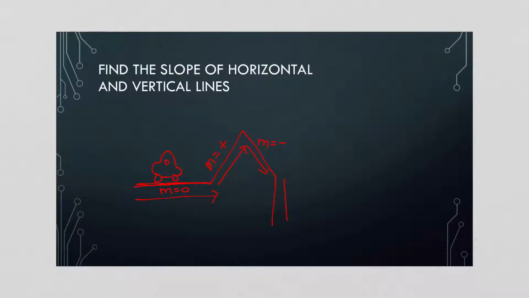The little car falls off this vertical line, which also could be seen as a cliff, and now the little car is undefined. All vertical lines have the same slope, and that slope is undefined.